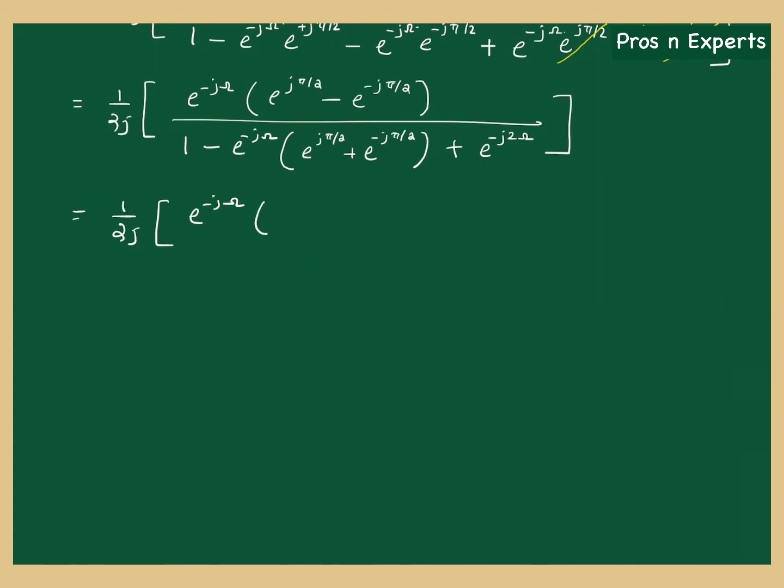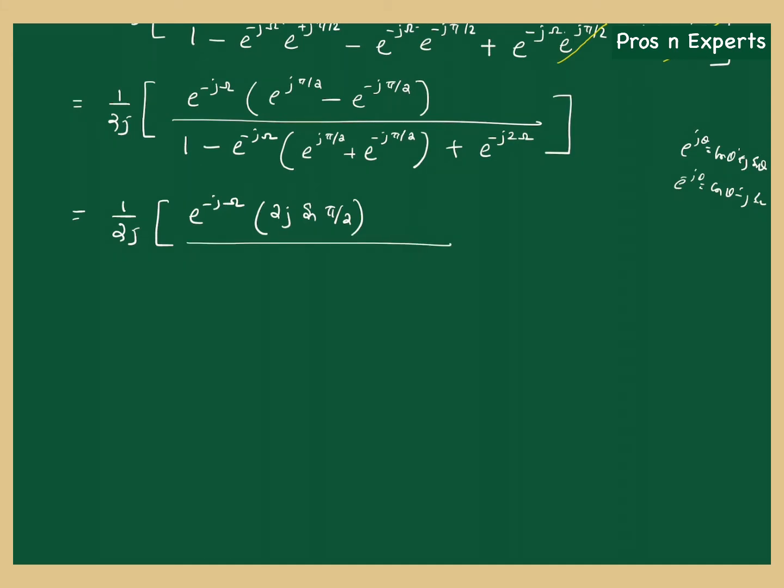We have already seen this Euler's theorem here, right? So this is 2j sin pi by 2. It comes from the equation e raised to j theta equal to cos theta plus j sin theta, and e raised to minus j theta equal to cos theta minus j sin theta. We can arrive from this equation. We have already seen it many times.